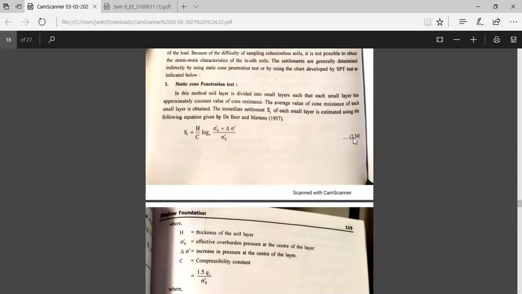First one is the static cone penetration test. In this method, the soil layer is divided into small layers such that each small layer has an approximately constant value of cone resistance. So the average value of cone resistance of each small layer is obtained. The immediate settlement Si of each small layer is estimated using the following equation, which is given by De Beer and Merchant in 1957. So Si = (H/C) log((σ'0 + Δσ')/σ'0).